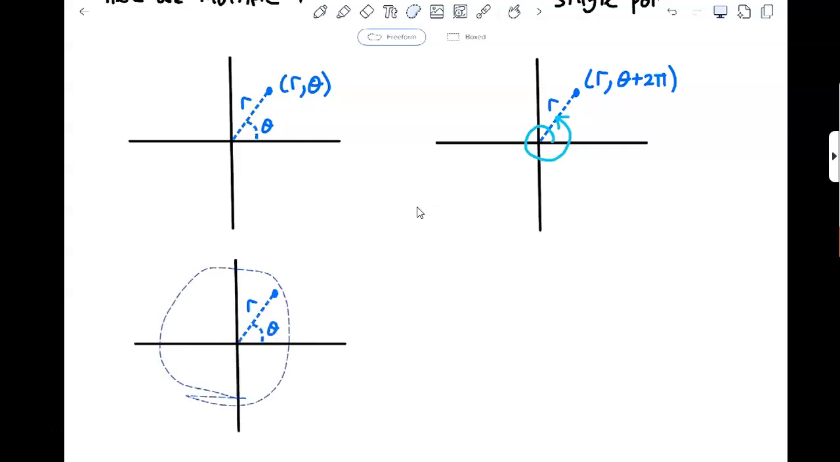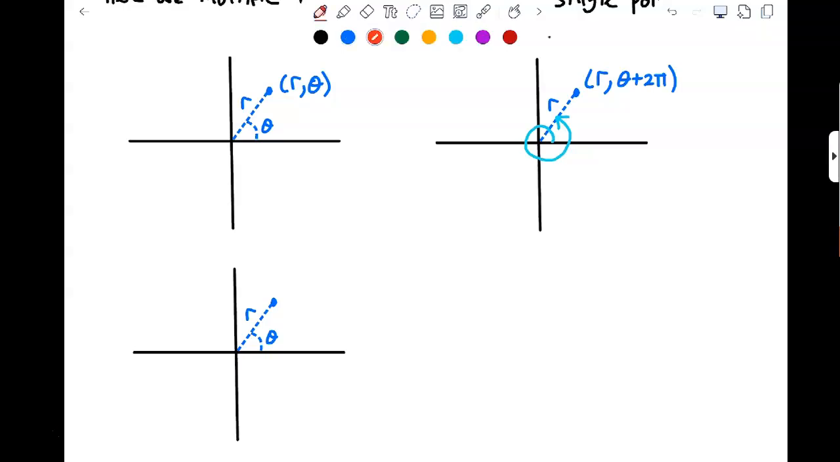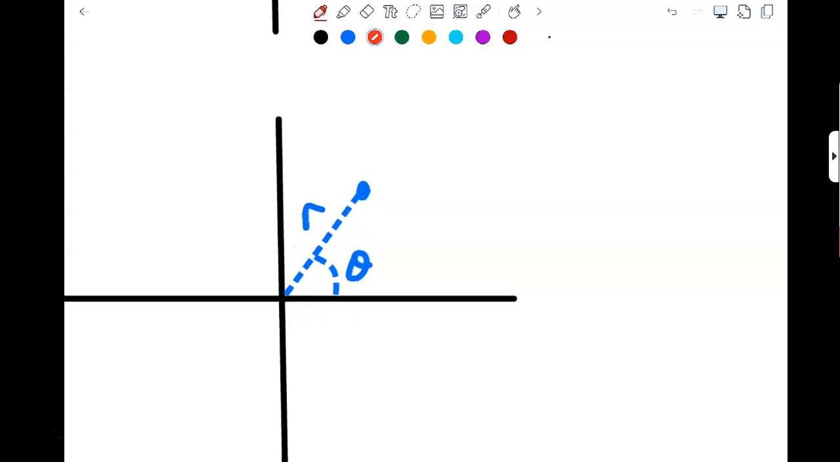Because we could also describe our point this way. And we also could describe our point this way.